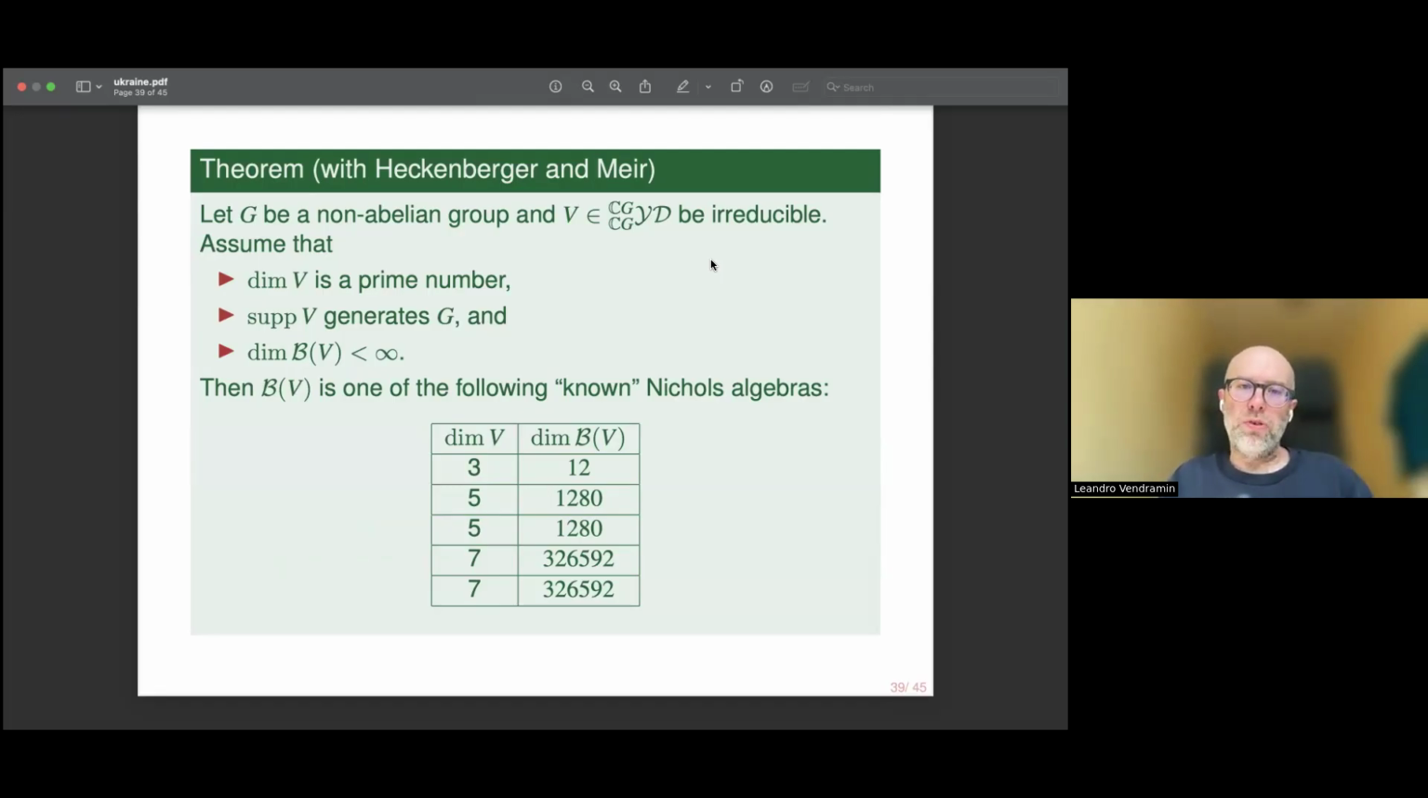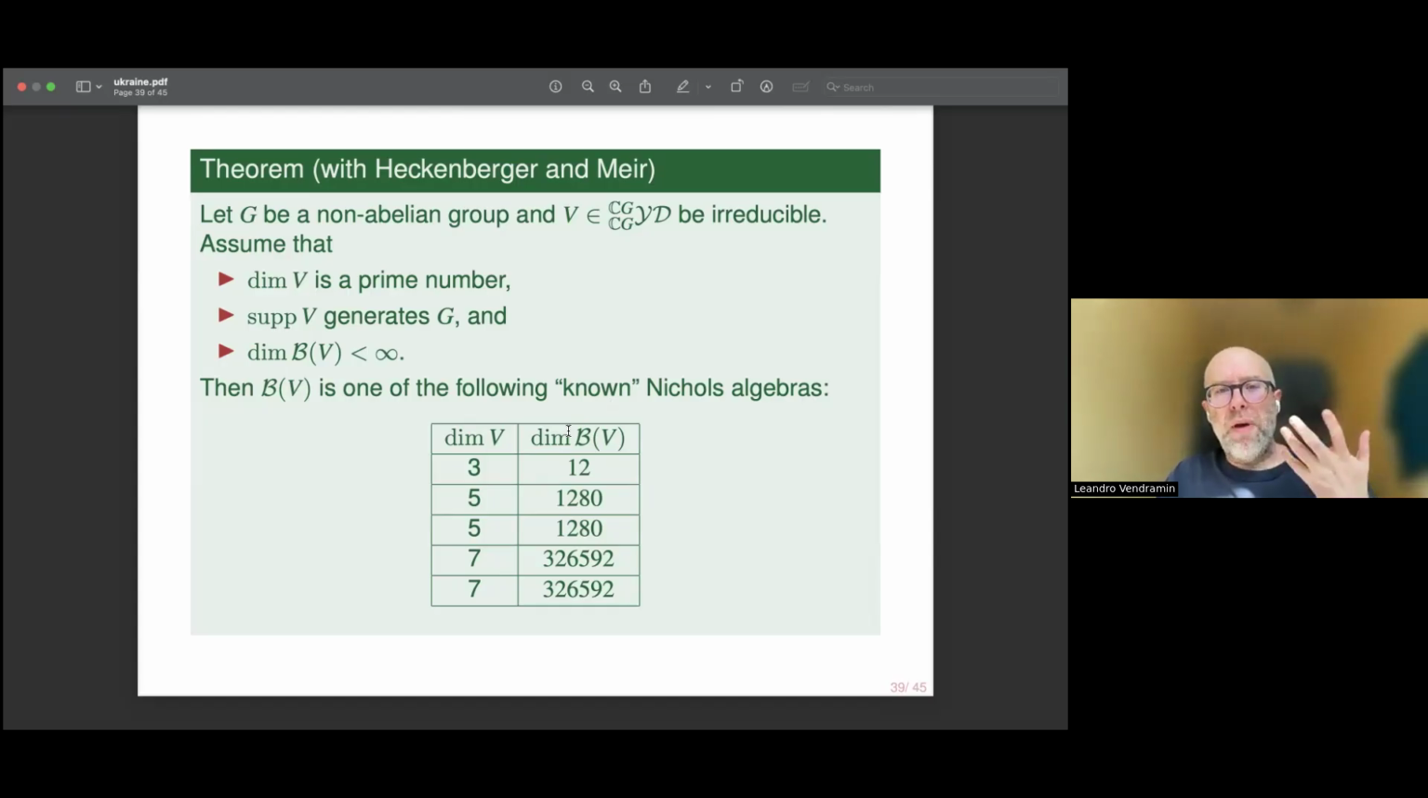So you have a non-abelian group G, and then you have an irreducible Yetter-Drinfeld module over G. Here our field is the complex numbers. We assume that the dimension of V is a prime number. The support of V generates G. Again, this is the assumption to say that the G I have is the one that I need to realize my module. And the dimension of the Nichols algebra of V is finite. Then the Nichols algebra that I can produce in this setting is one of the algebras that I know. So this is the list of algebras that will appear here, which were some algebras that I had in the previous table. Okay.